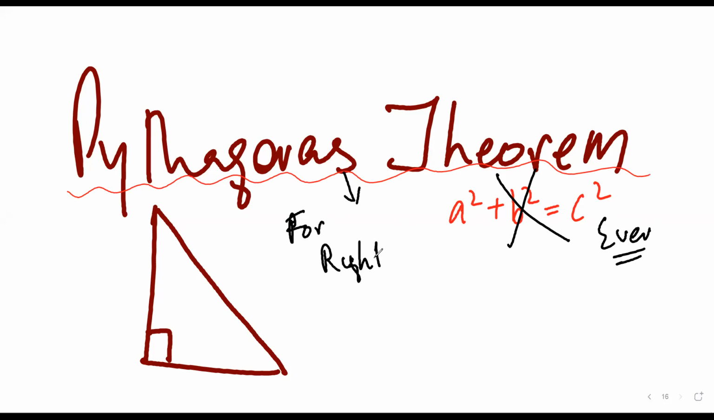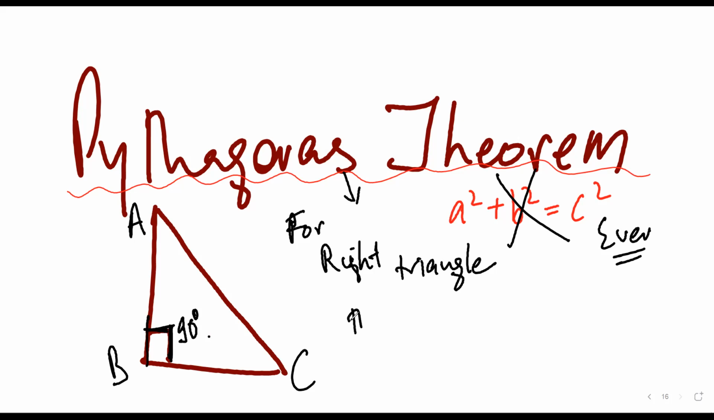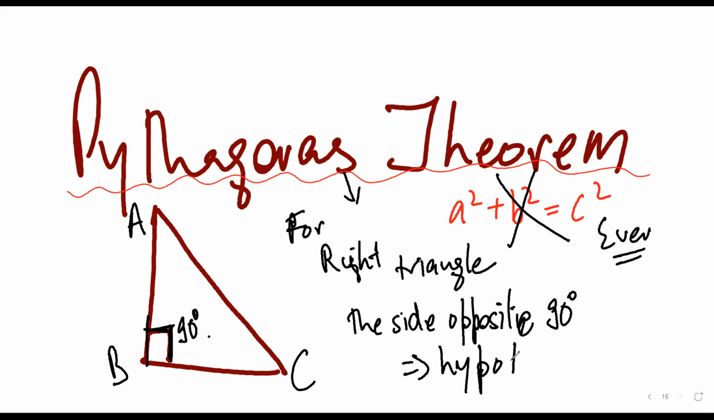right triangles. Right triangles. Mr. Sarthak, what is a right triangle? So a triangle that has a right angle. Shabash. So one angle should be 90 degree. Now, very basic thing that you need to understand is the side opposite 90 degree is called the hypotenuse. Hypotenuse.